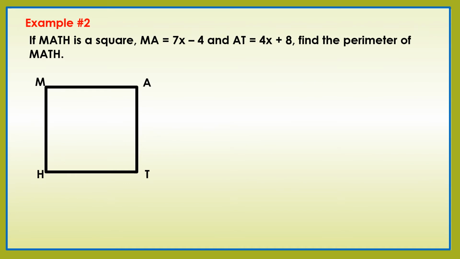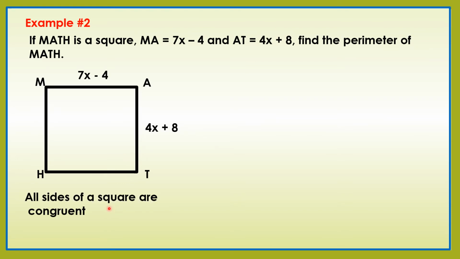Example number 2. If MATH is a square, MA is equal to 7x minus 4, AT is equal to 4x plus 8, find the perimeter of MATH or yung square. So let us label MA which is 7x minus 4, AT which is 4x plus 8. Always remember, all sides of a square are congruent. So when we say congruent, the measure of all sides of a square are equal.